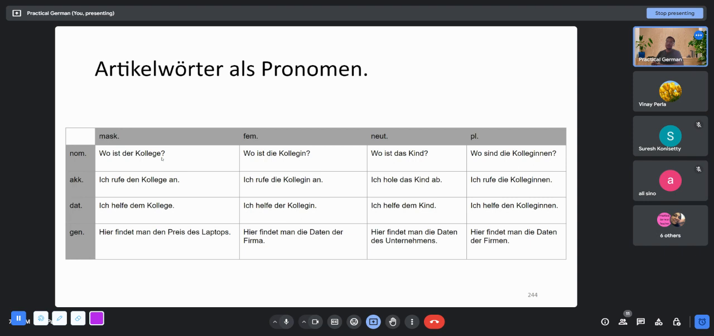Capital or small? Small, yes, because it's third person. Something like they, sie. Sie, like they, is sie in nominative case. It's also sie in accusative case. Sie remains sie. Yeah, it's sie in the accusative. Continue, please.